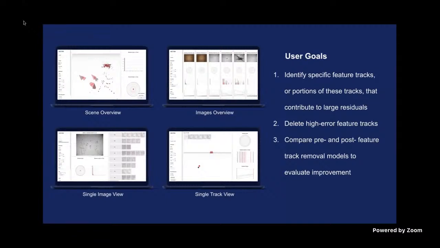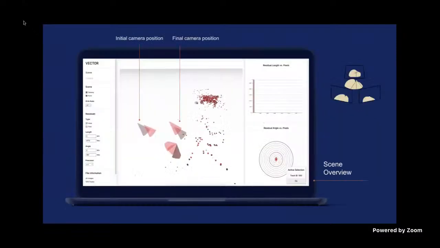At a high level, a scientist should be able to jump into Vector, having run the SLAM tracking process, be able to identify areas that are contributing to large residuals, remove these tracks, these bad images, and then compare the pre and post removal and see if that improved the tracking process. And Vector accomplishes this by providing a set of views starting with a global overview of the scene and then allowing the user to drill down to areas that they've identified as problematic.